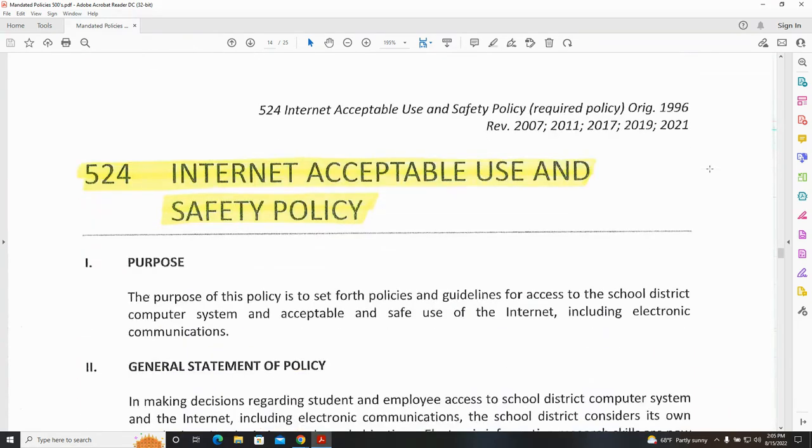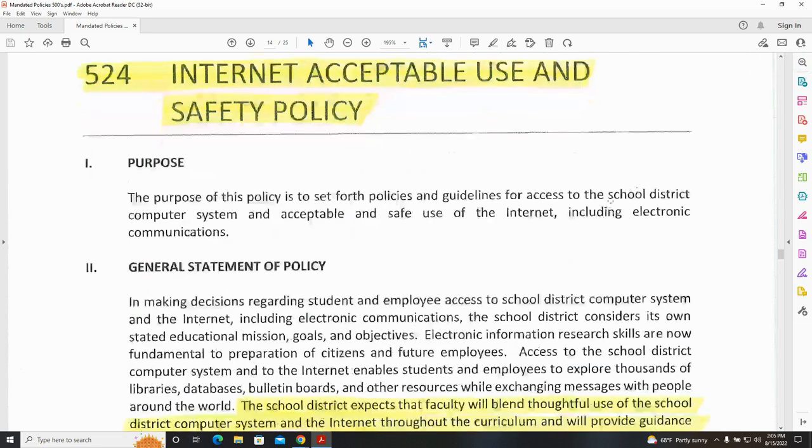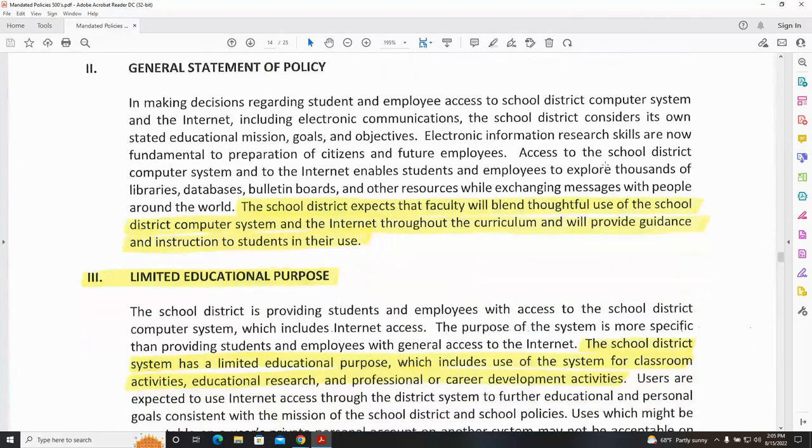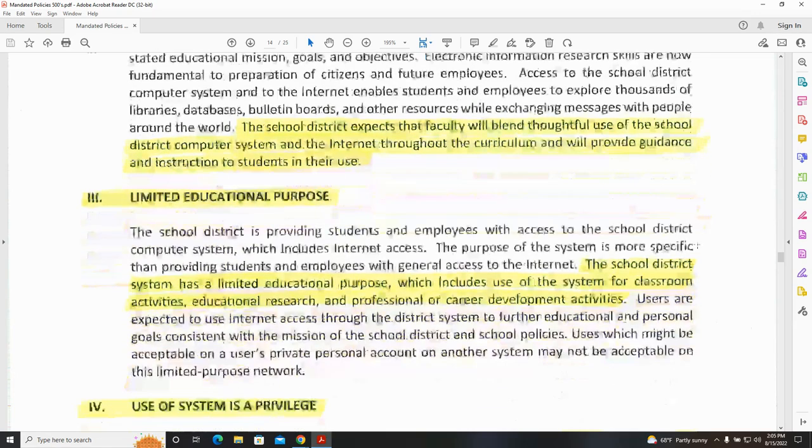All right, our last policy here for the mandated 500 series is 524. This is the Internet Acceptable Use and Safety Policy. And obviously, technology is tightly woven in everything that we do. The school district expects that faculty will blend thoughtful use of the school district computer system and the internet throughout the curriculum and will provide guidance and instruction to students in their use. And the idea here is that the internet and all of our devices are limited to the purpose of education.